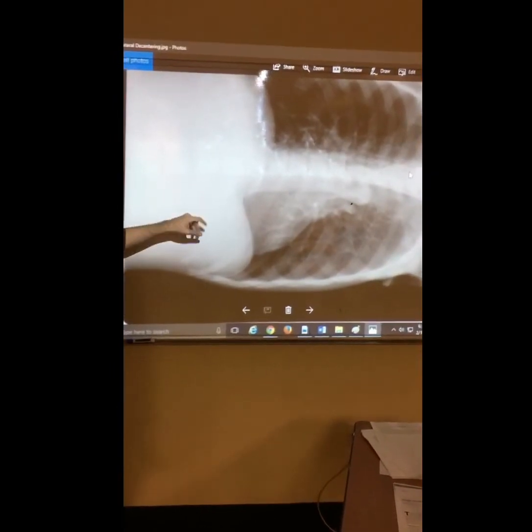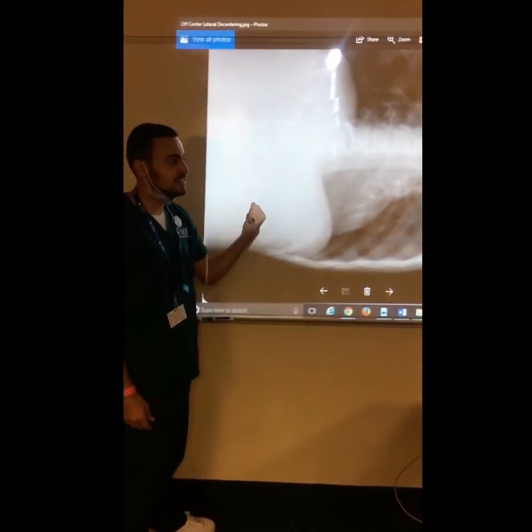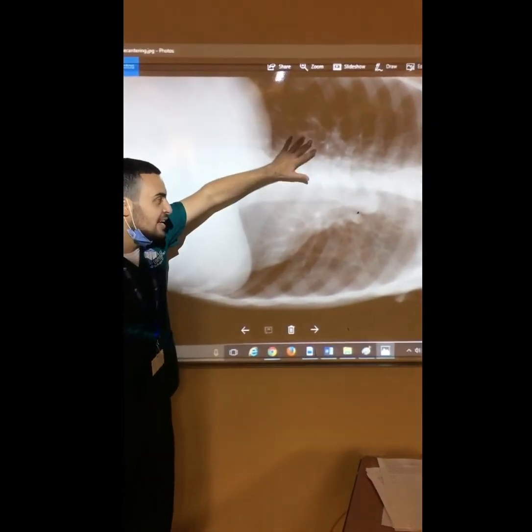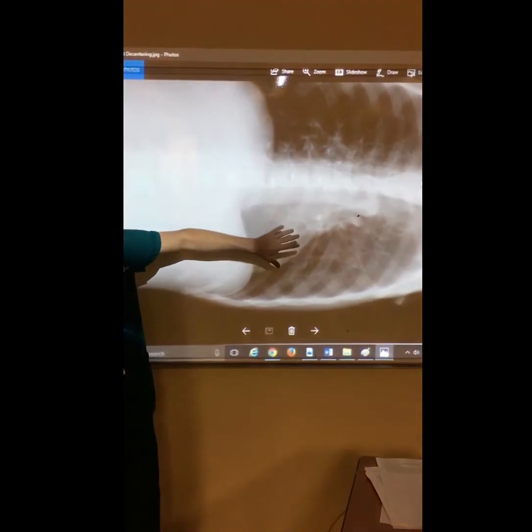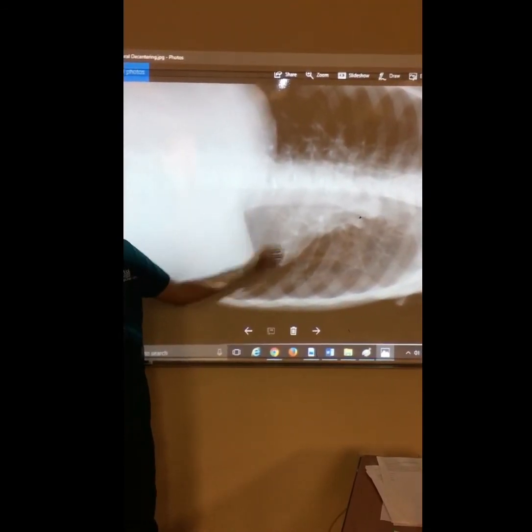Okay, so here we have the off-center grid error, also called lateral decentering. So here we see that it gets dark and then it starts getting lighter, lighter, and lighter. And the off-center grid error also produces grid cutoff, which means that a piece of the picture is missing.